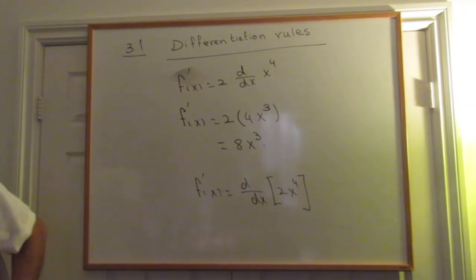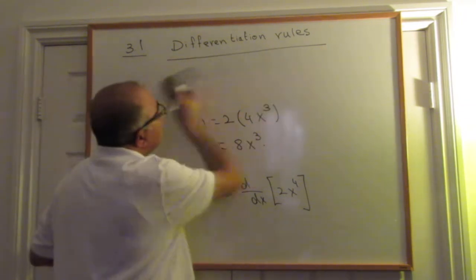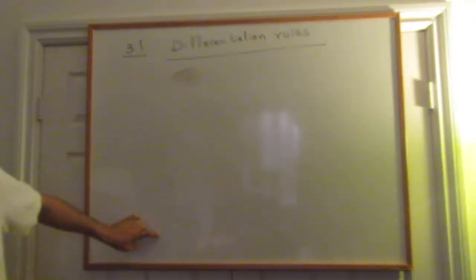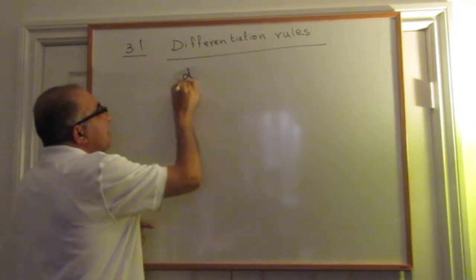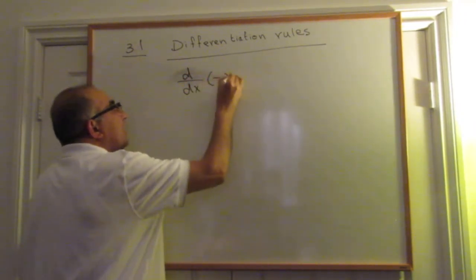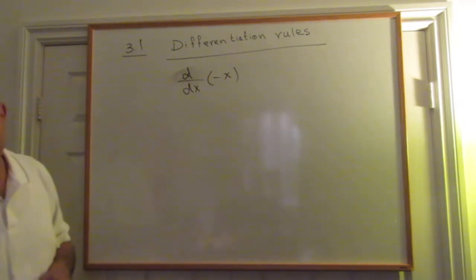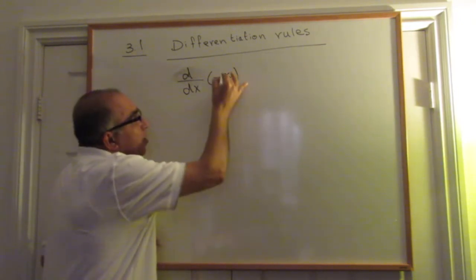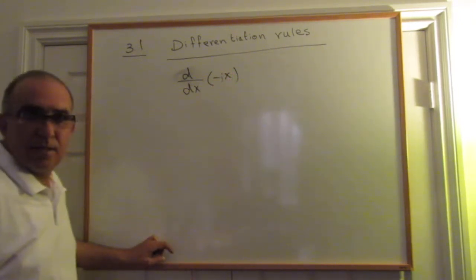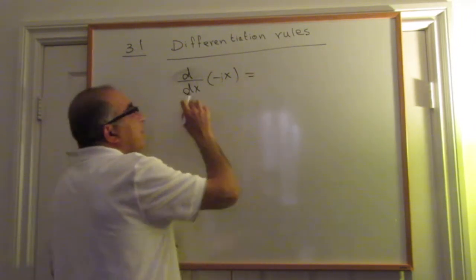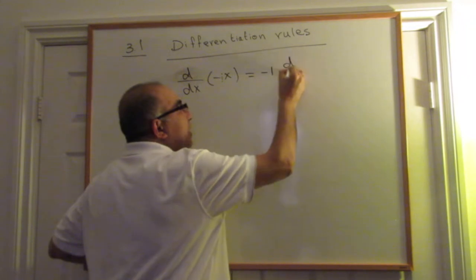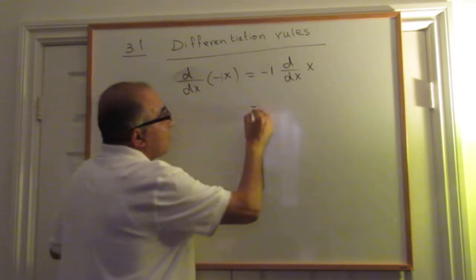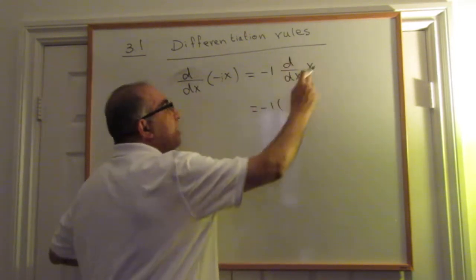The next rule, let's do one more example or two more examples, then I'll jump to the next rule. For example, they are asking you to find the first derivative of negative x. Find the d dx of negative x. When you write negative x, you actually know it's negative 1 times x. Then the first derivative of this one will be negative 1 d over dx of x, which gives you negative 1 times d over dx of x is 1.